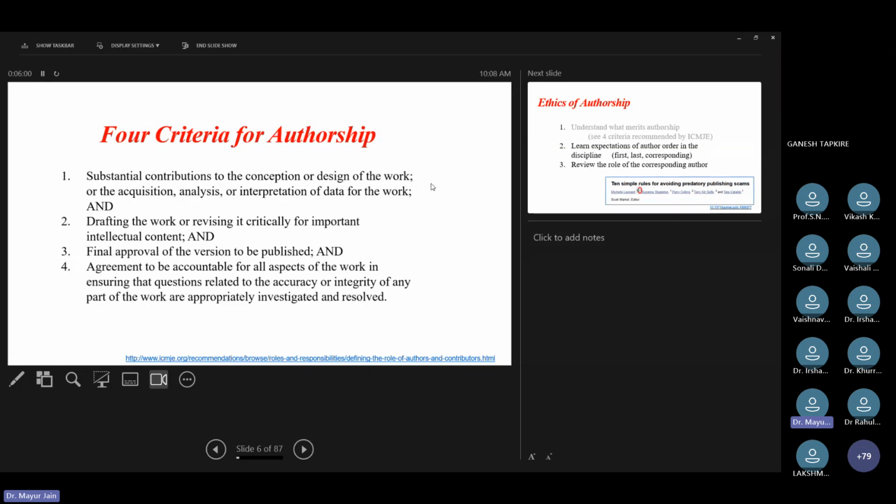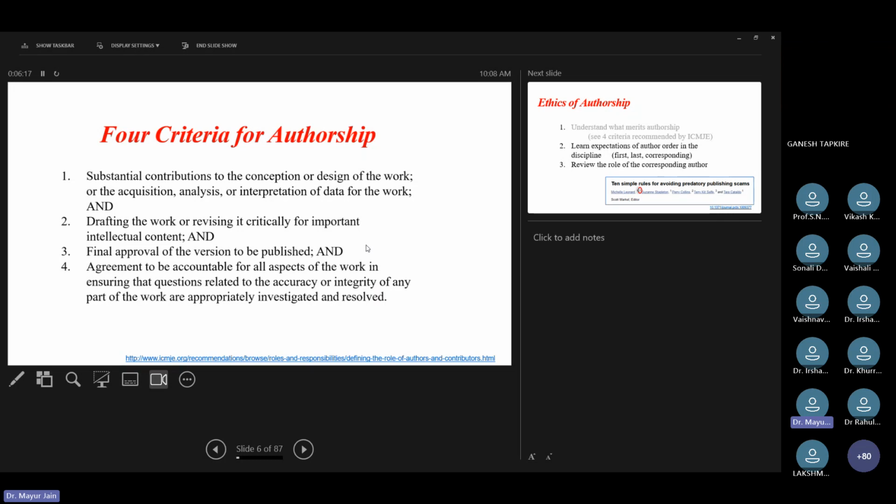If you have not designed it at all, but you have contributed a little to that work, for example, drafting the work or revising it critically for important intellectual content, then also you can be an author, right? So that is the second thing. The third thing is final approval of the version to be published.